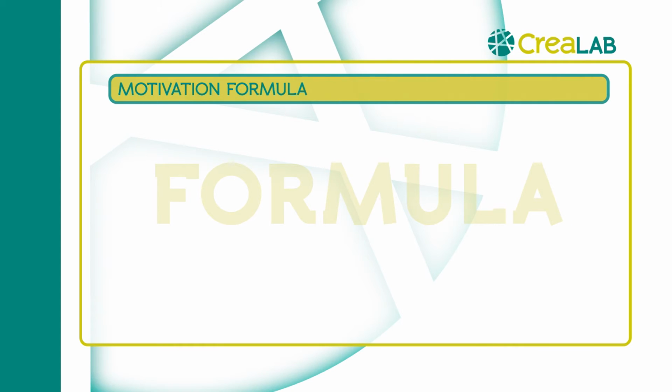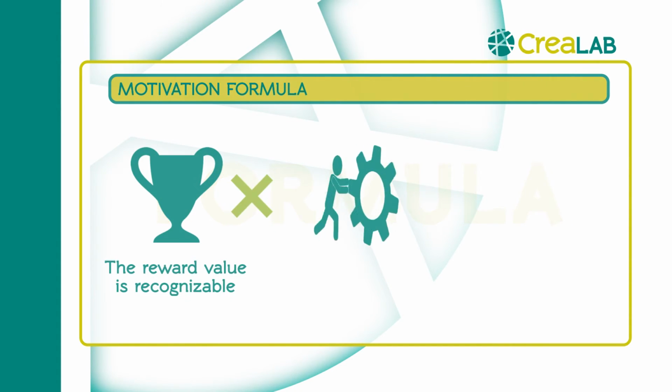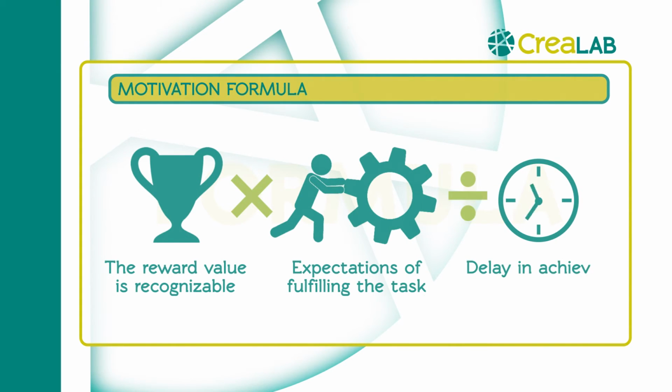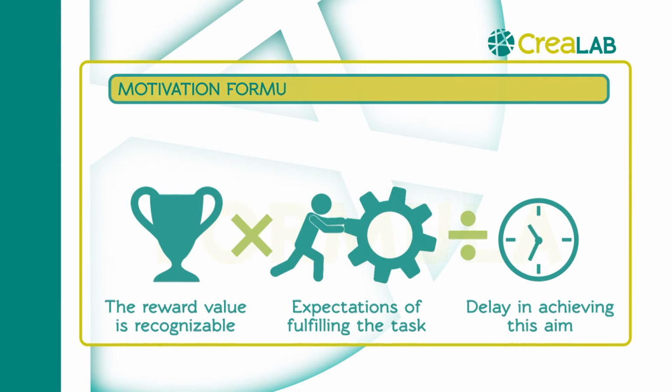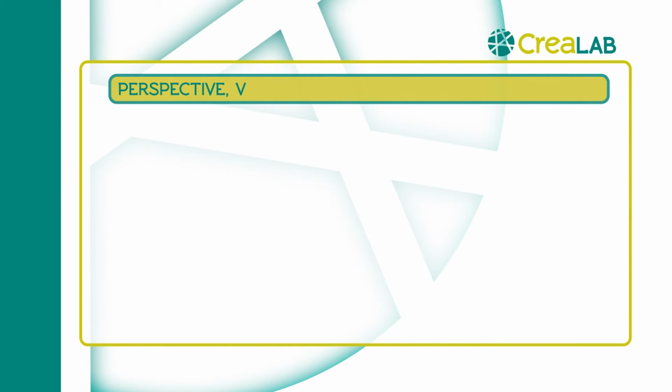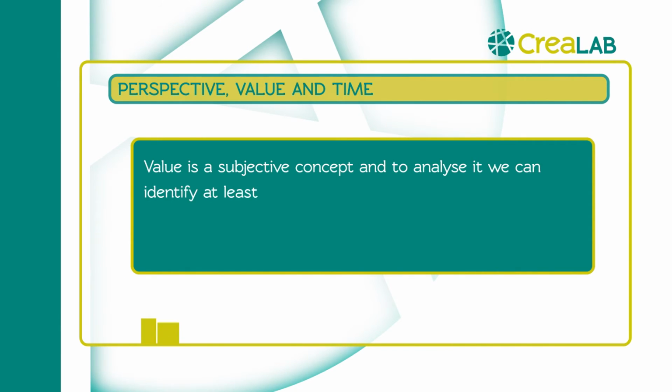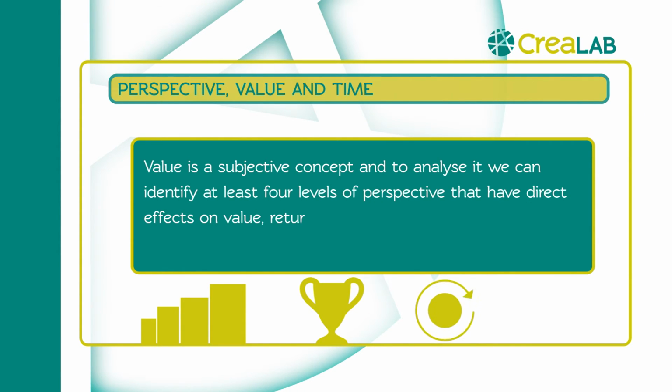Motivation also has a formula. In this case, the reward value is recognizable and is multiplied by the expectations of fulfilling the task, but divided by the delay in achieving this aim. Perspective, value, and time. Value is a subjective concept, and to analyze it, we can identify at least 4 levels of perspective that have direct effects on value, returns, and the passing of time.